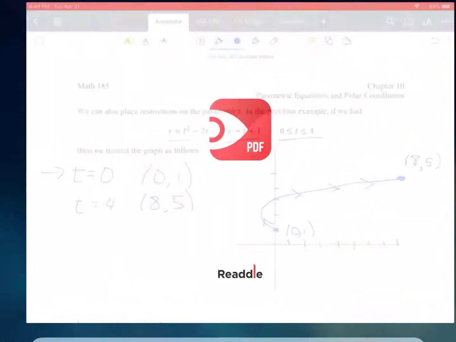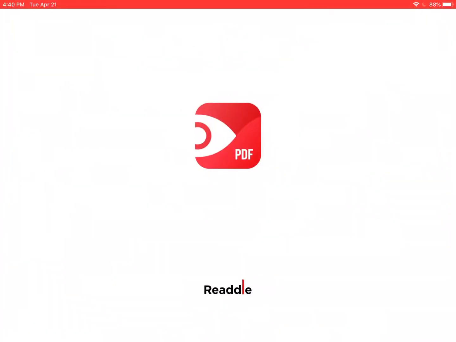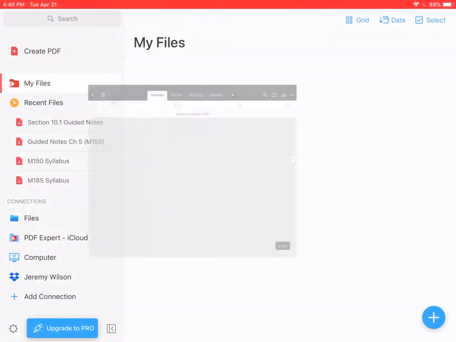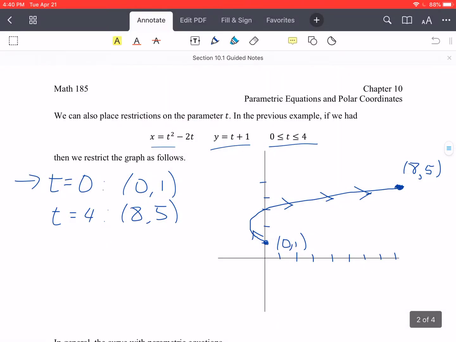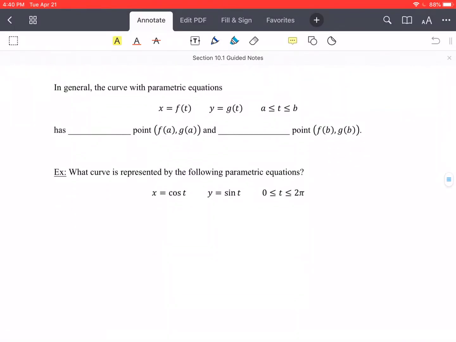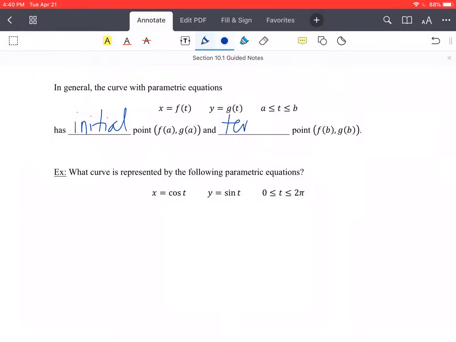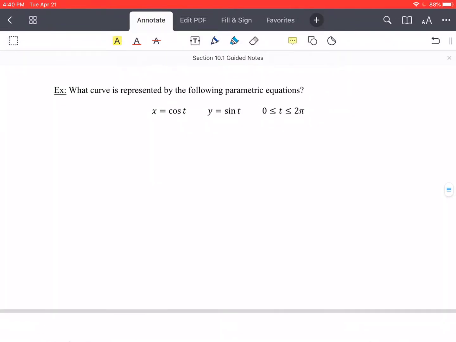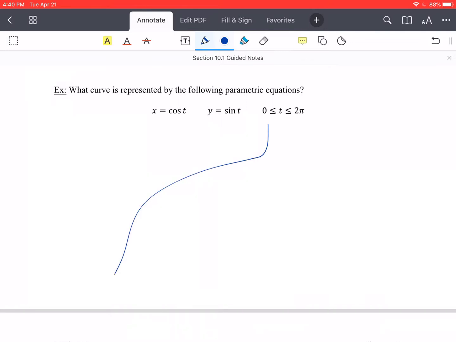Okay, well, I don't know what's going on with this app right now. Is it working? There we go. Okay, so we lost that stuff. But this was just our initial point and our terminal point. Sorry about that delay, everybody. Can never count on the technology when you need it. So like I said, hopefully you have all of this stuff. Just look back in the video.